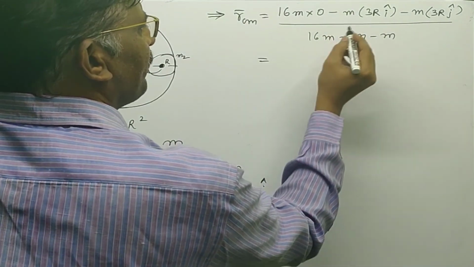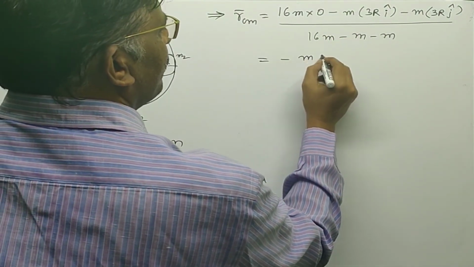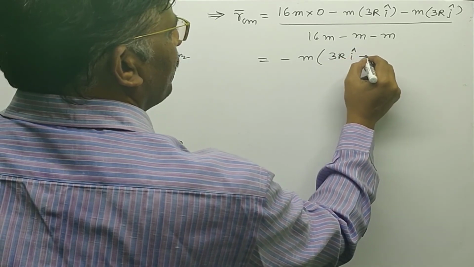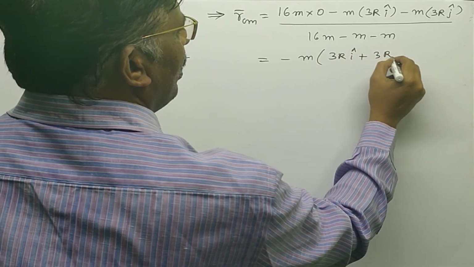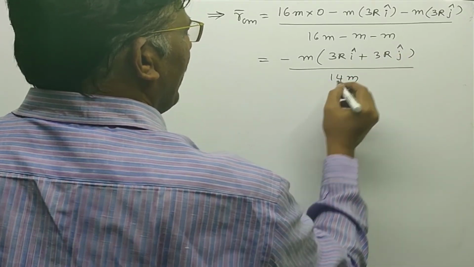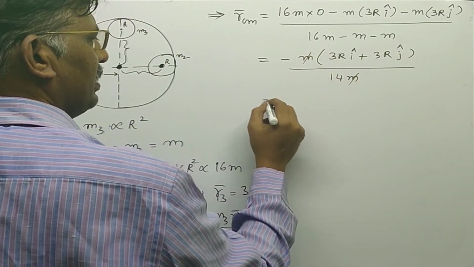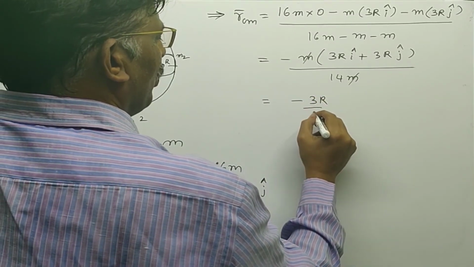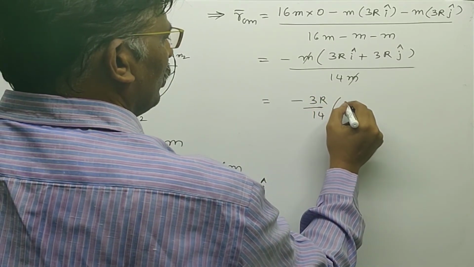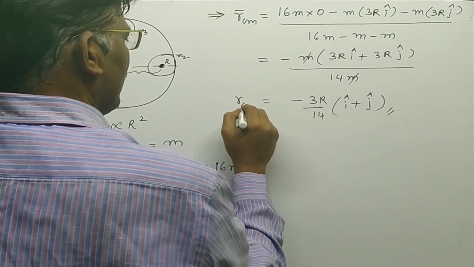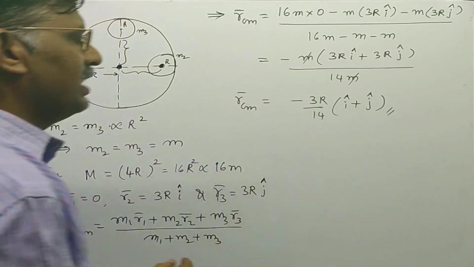So that implies minus m into 3r i cap plus 3r j cap divided by 14m. M cancels. That implies minus 3r by 14 into i cap plus j cap. This is the final position of the center of mass.